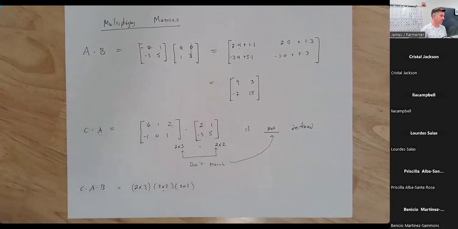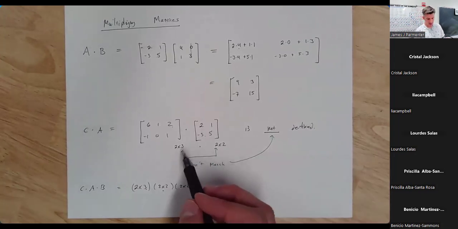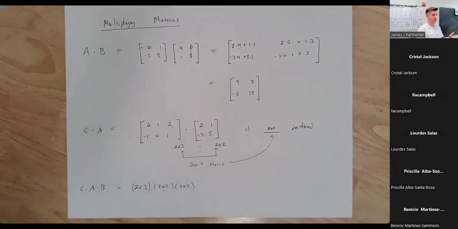That little triple works if it's the bigger one in the front? Well, when you say bigger, what do you mean? If you flip them, the 2 would be on the inside. Right. As long as the inner dimensions match, it doesn't matter what the outer dimensions are. You could have a 5 by 2 multiplied by a 2 by 7, but you could also have a 2 by 5 multiplied by a 5 by 3. So as long as the inner ones match, it doesn't matter if they're bigger or smaller.